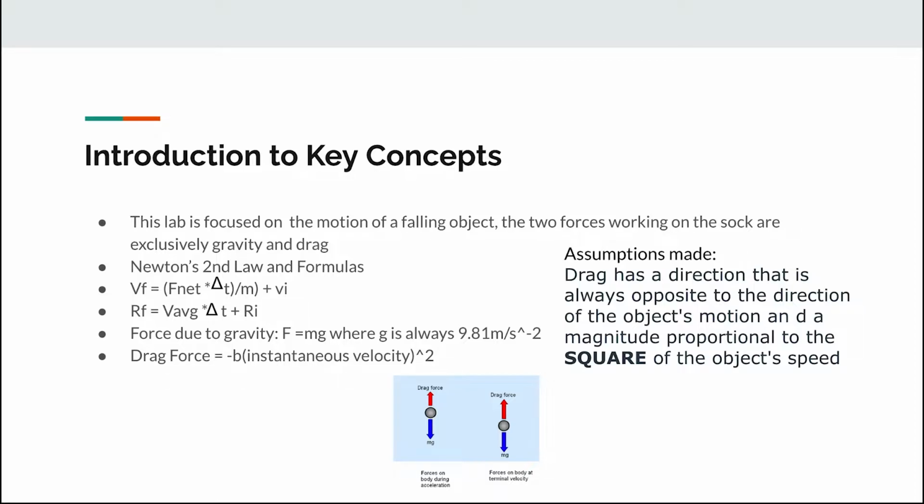I have to make an important assumption here that drag has a direction that is always opposite to the direction of the object's motion, and a magnitude proportional to the square of the object's speed. So this means drag will be a force that is going upwards as the sock is falling downwards. And here's a diagram just depicting what I just explained.